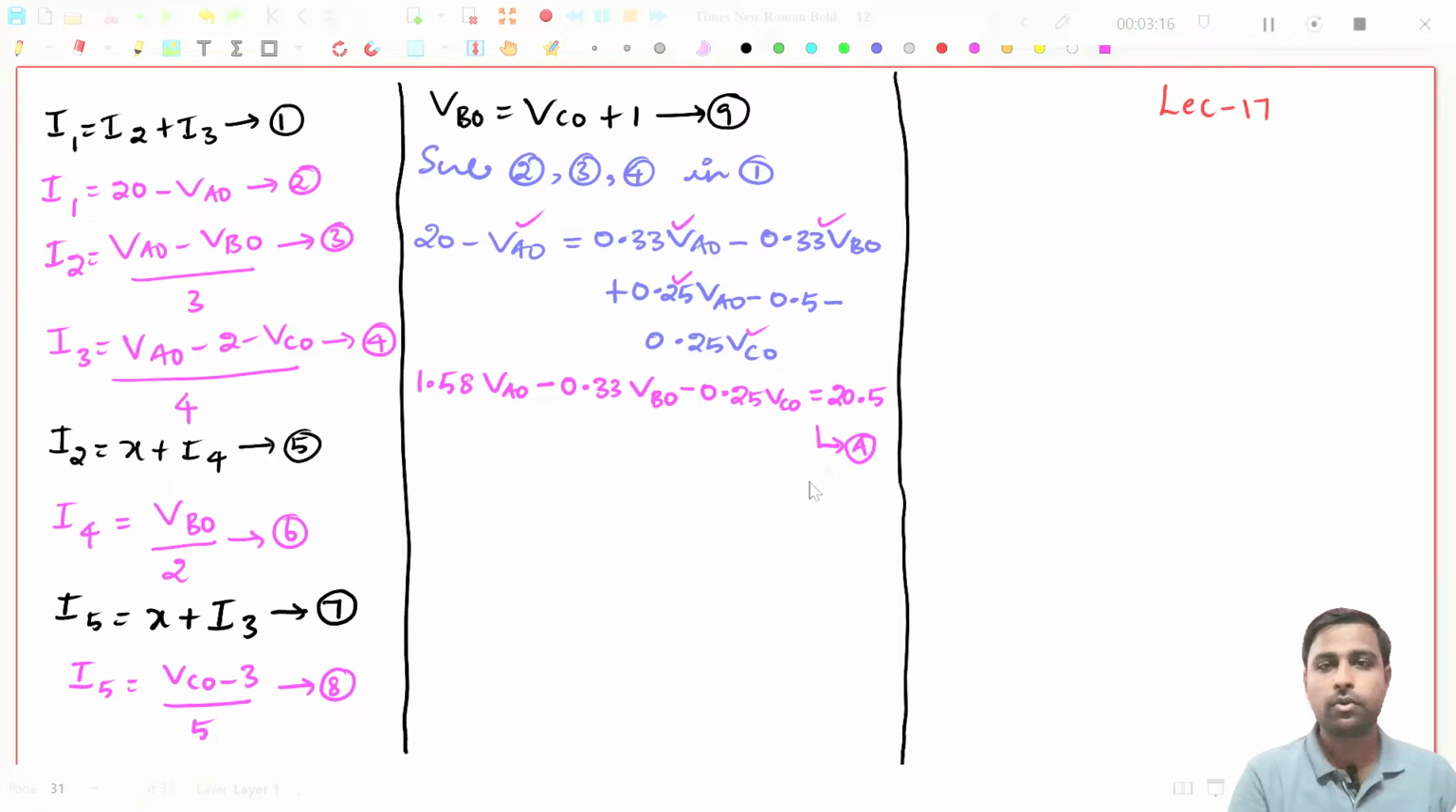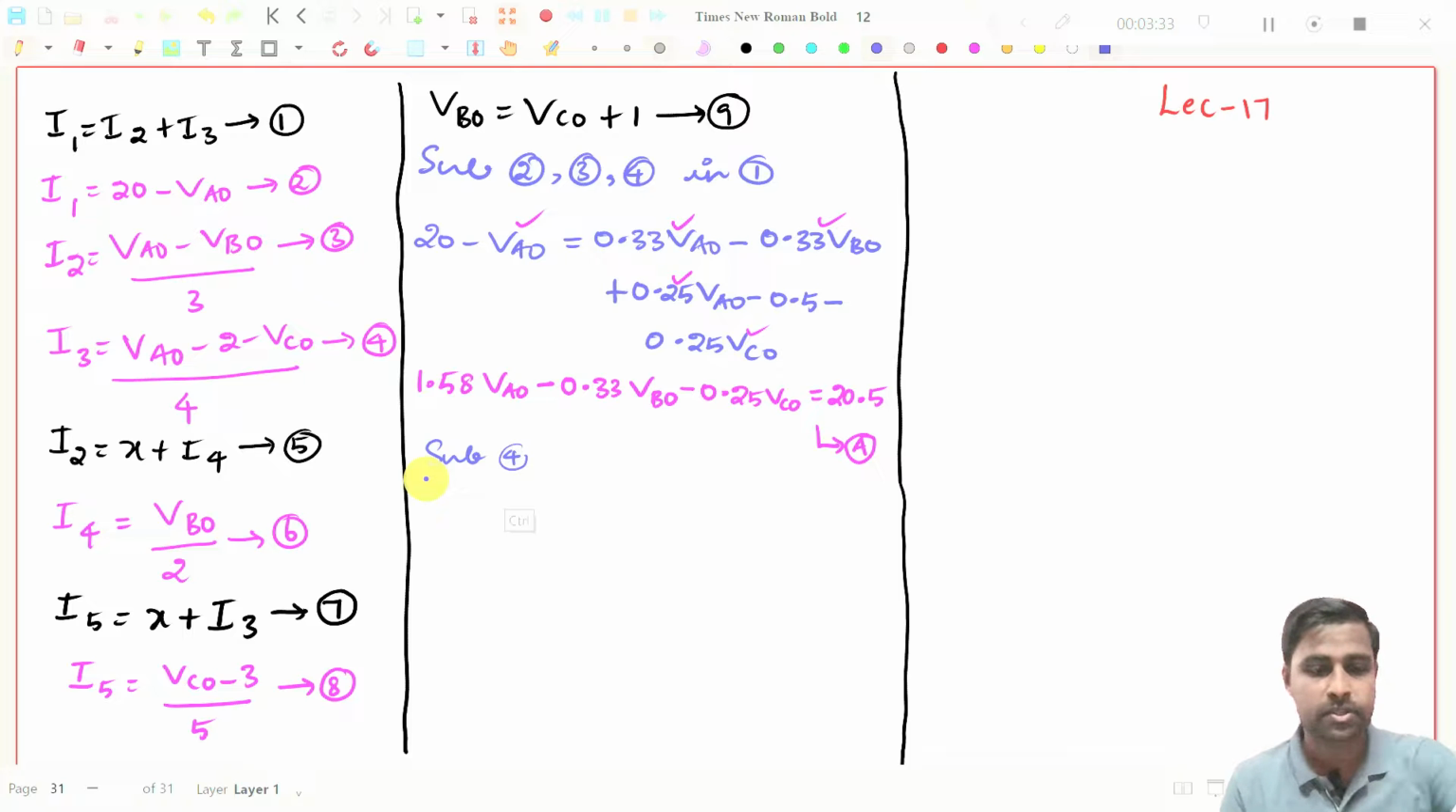Now what will we do? We will take the fifth expression. We need to substitute the fourth expression. No, that is not the fourth expression. We have I4 and I2. I4 is the sixth expression and I2 is the third expression. So we have to substitute 3 and 6 in expression number 5. If we substitute this, what will we get?